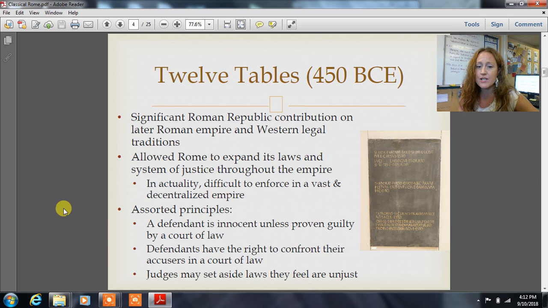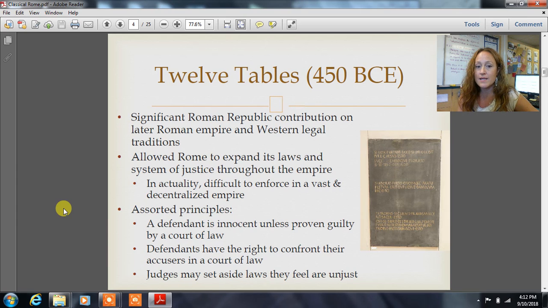And eventually, as we'll see in this PowerPoint, when Rome splits into the West and East, the Byzantine Empire will also preserve the legal code of the 12 Tables, and that will go on to influence Western Europe down the road, when we get into the post-classical era. So the 12 Tables are significant because they allowed Rome to expand its laws and system of justice throughout the entire empire. This was a way that they created unity across the empire and maintained their authority.